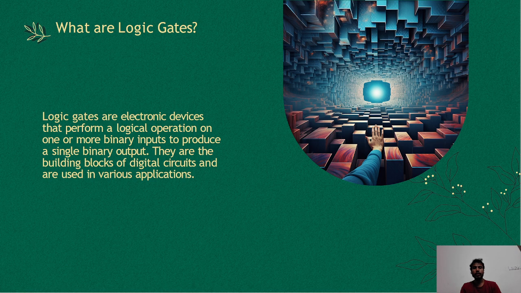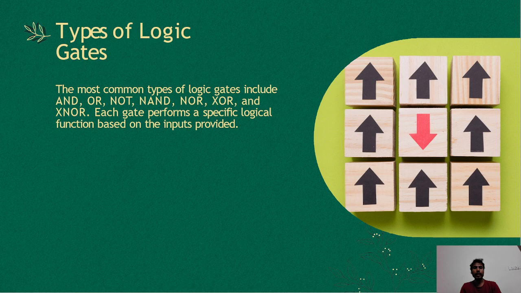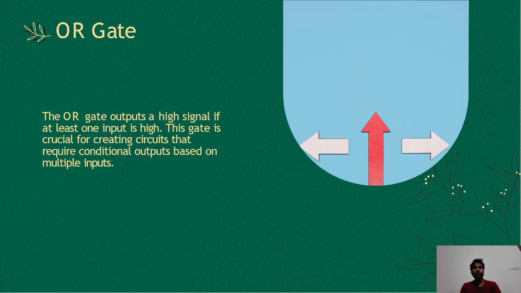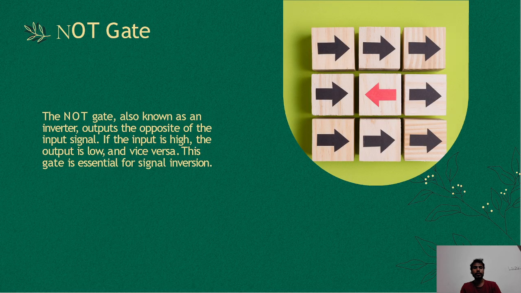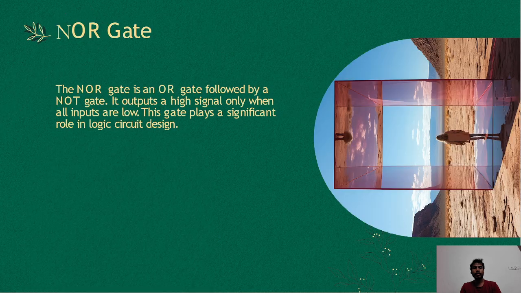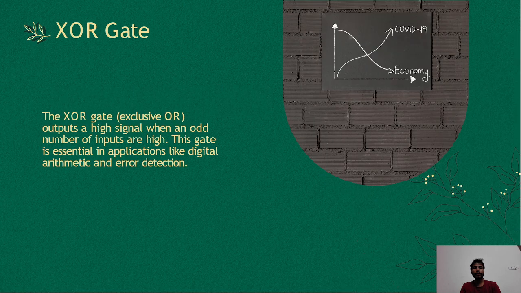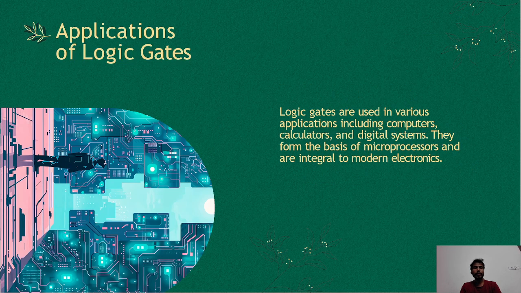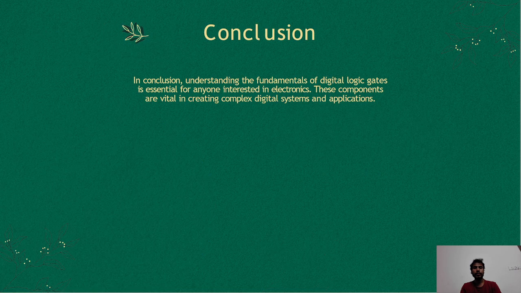What are logic gates? The types of logic gates: AND gate, OR gate, NOT gate, NAND gate, NOR gate, XOR gate, XNOR gate. Applications of logic gates and conclusion.